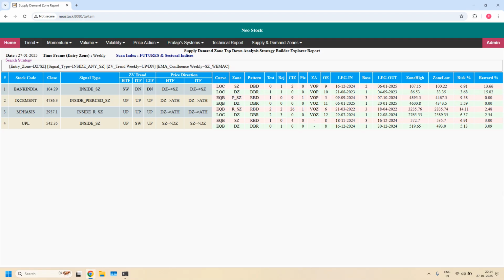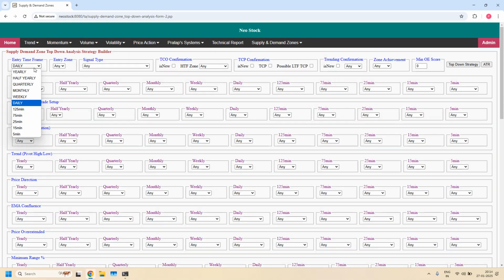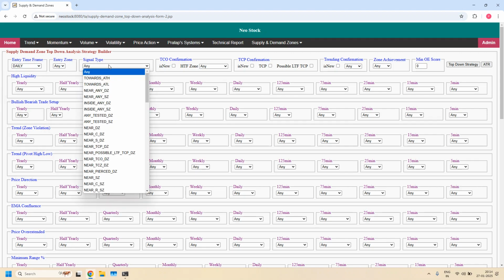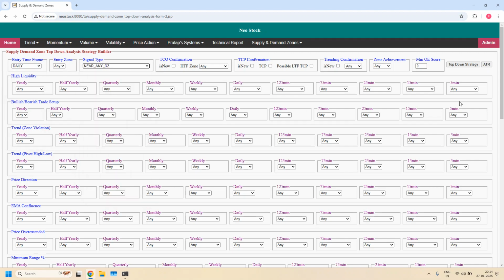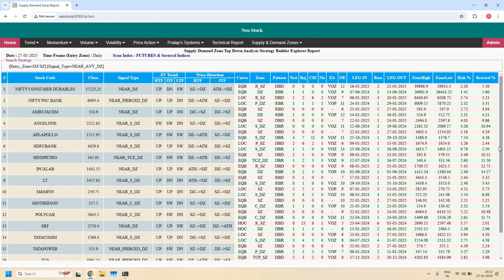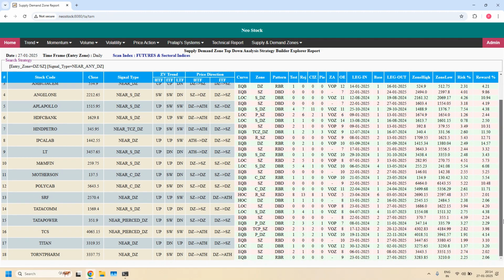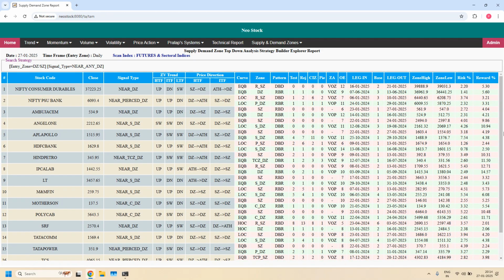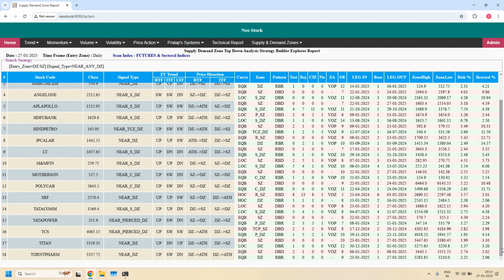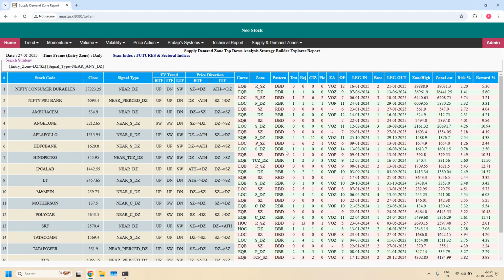Next, let us look at daily time frame. Entry time frame daily, let us find the stocks near daily demand zone. We got 18 stocks. First 15 stocks in the list. I am scrolling the list down. So total 18 stocks. Let us identify high liquidity daily demand zones from this list.